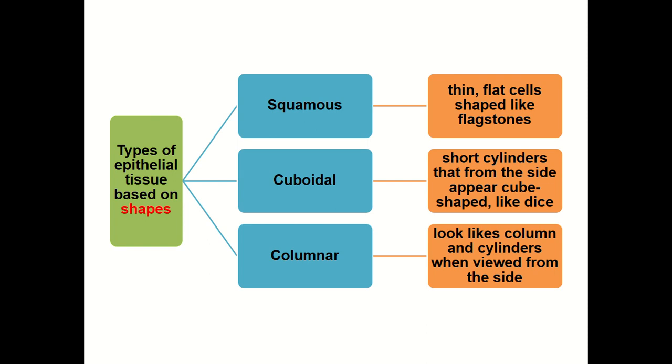For types of epithelial tissue based on shape, we have three shapes: squamous, cuboidal, and columnar. Squamous means the shape of the epithelium is thin and flat cells like a flagstone. Meanwhile, cuboidal looks like a short cylinder that from the side appears like the cube shape of a dice. And columnar means the epithelial cells look like a column or a cylinder when you view them from the side.